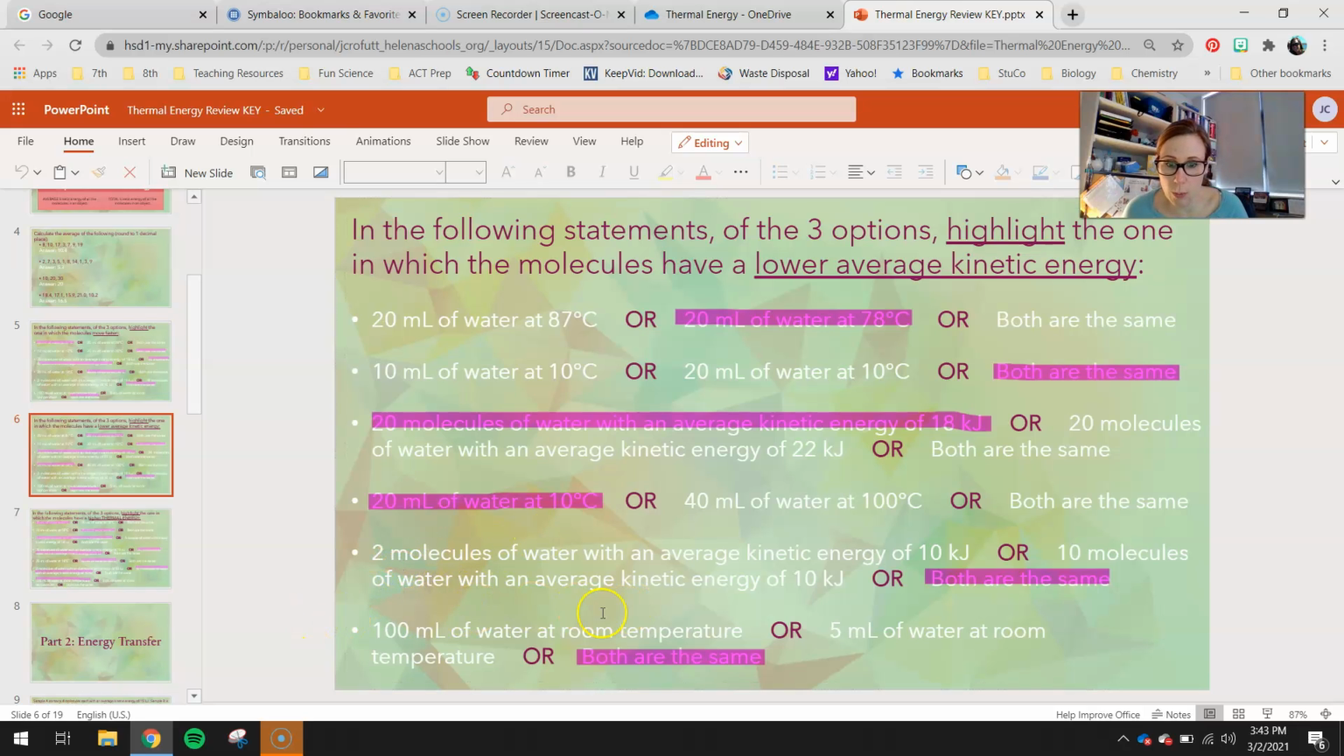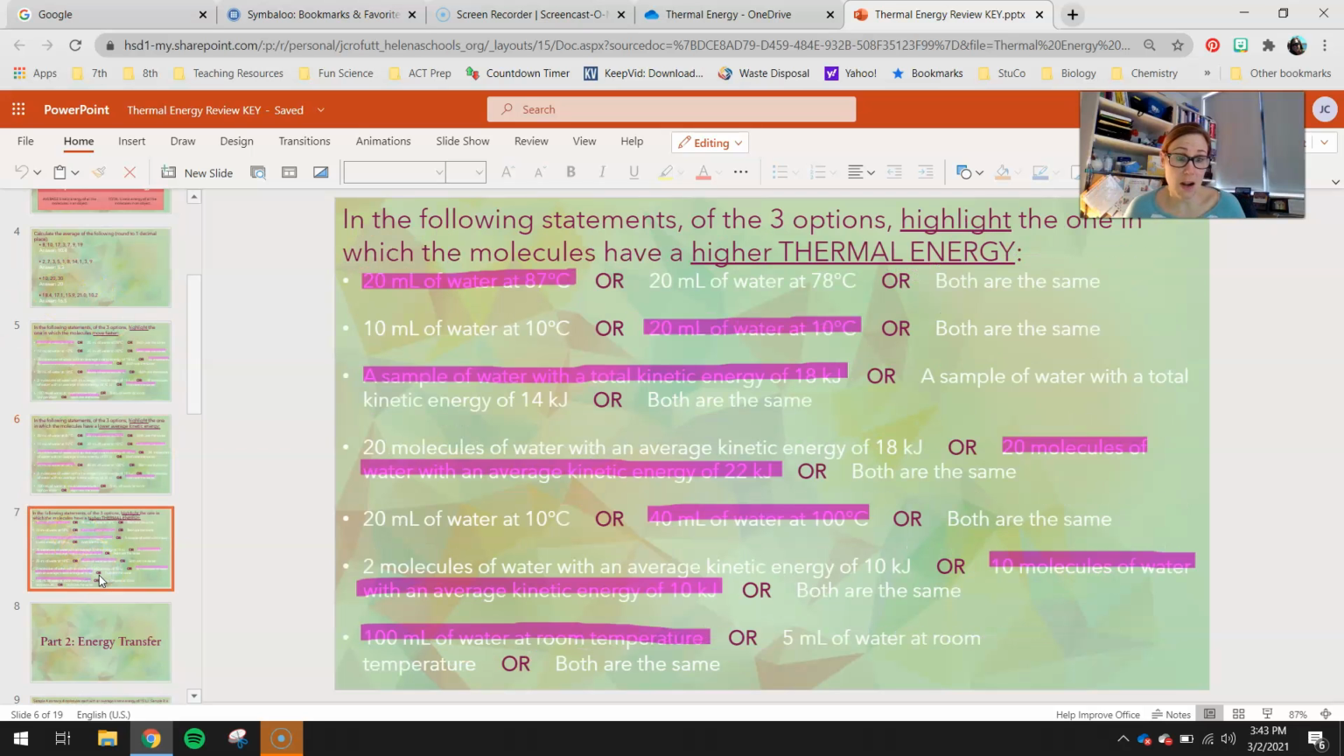Again, it has a lower temperature, therefore lower kinetic energy on average, and those molecules are moving slower. Okay, 2 molecules of water with an average kinetic energy of 10 or 10 with an average kinetic energy of 10. Both are the same because they have the same average kinetic energy, so they're both moving the same speed. And then finally, both are the same for this last one as well, because again, they are both at room temperature, therefore they are both moving the same speed. All right, last little one for part one. We're looking at higher thermal energy.